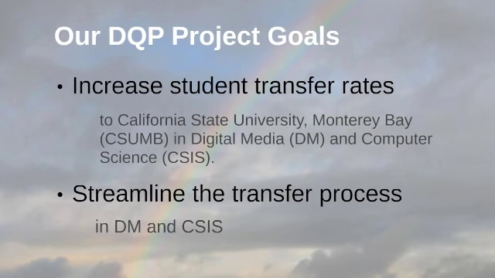The project goals are generally to increase student transfer rates, and we have been working with California State University in Monterey Bay, and also Hartnell College. Digital media and computer science are the two degrees where we are implementing the DQP profiles. We're also working to streamline the transfer process between CSUMB and Gavilan College in both digital media and CSIS.